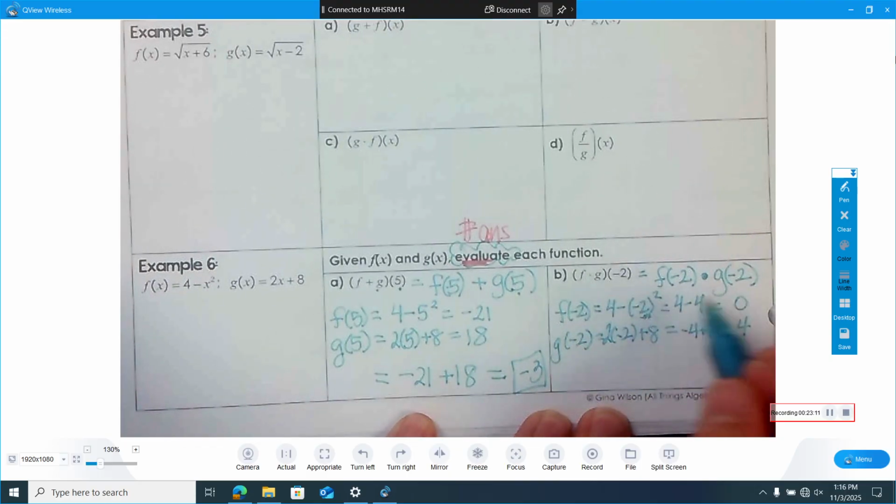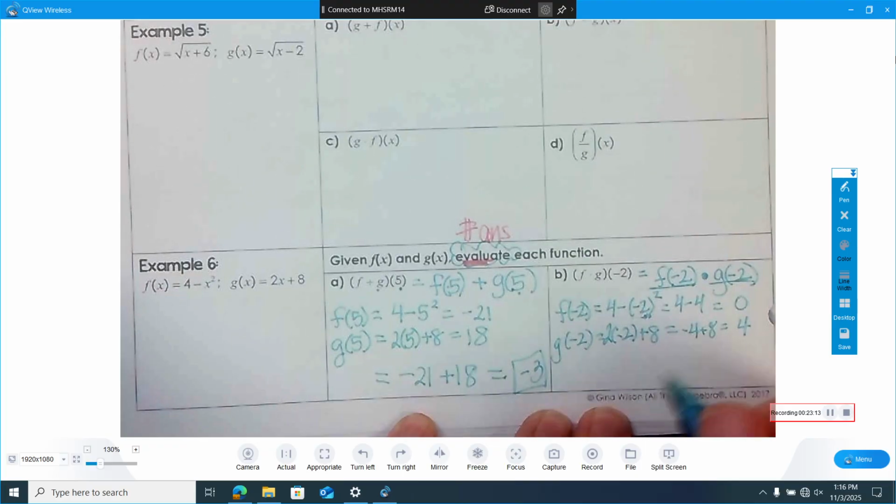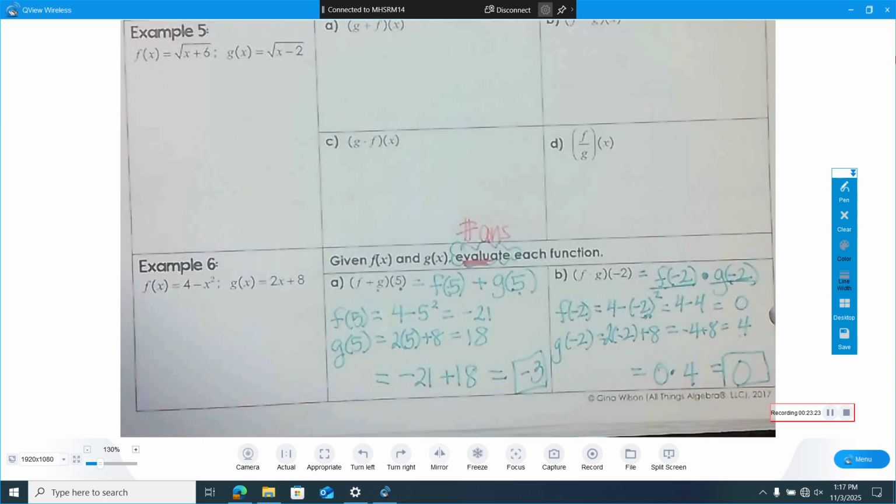And so now if I'm actually plugging those things in, f at negative 2 is 0. G at negative 2 is 4. And 0 times 4 is 0.